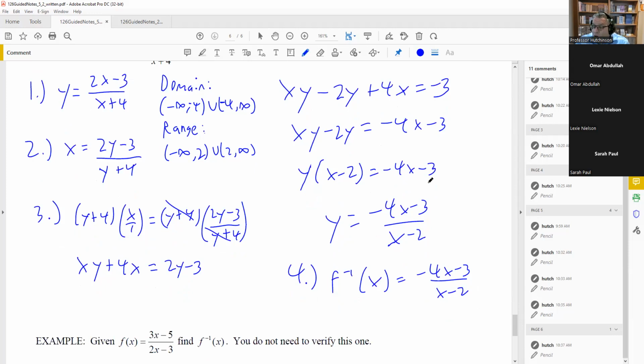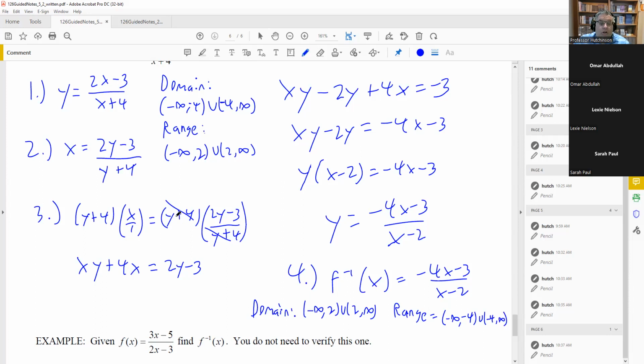Okay, so for this one down here, the domain is going to be -infinity to 2, 2 to infinity. That's because this is the range of the original one, and the range of the inverse is equal to the domain of the original one. So -infinity to -4, -4 to infinity. Okay, so that's how you find domain and range of each one when you have a fraction like that.